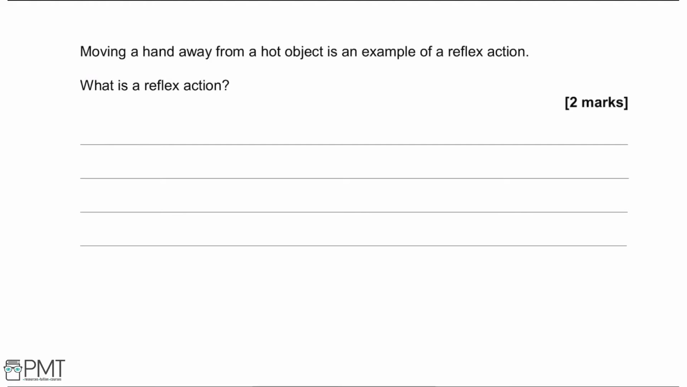Moving a hand away from a hot object is an example of a reflex action. What is a reflex action? And this question is worth 2 marks. Well, a reflex reaction is an unconscious response to danger, so you can describe it as a rapid, involuntary response to protect the body from harm.